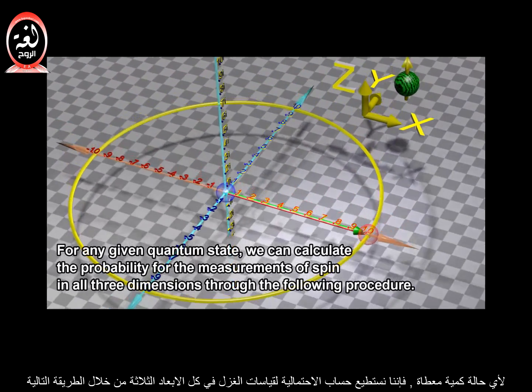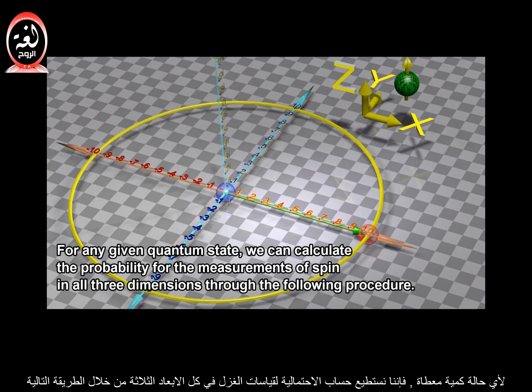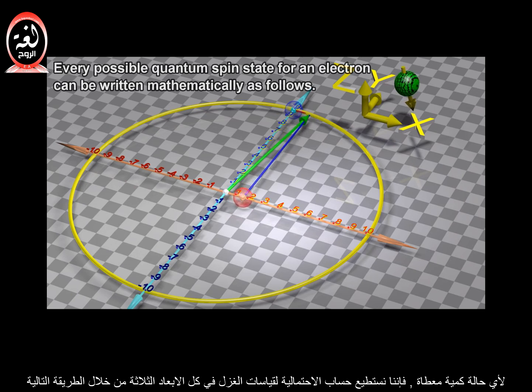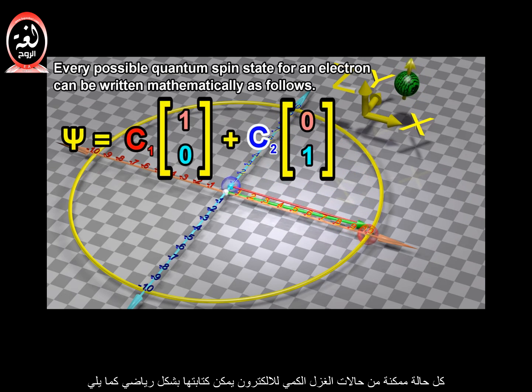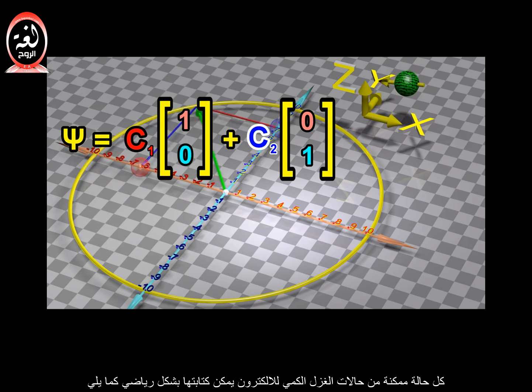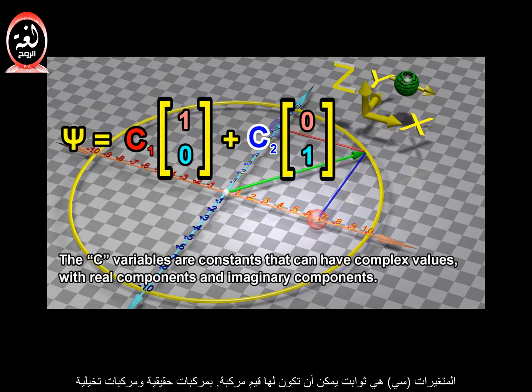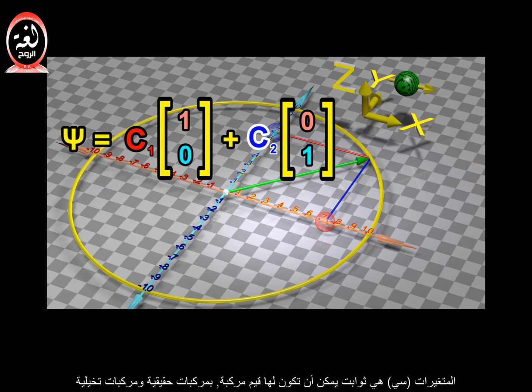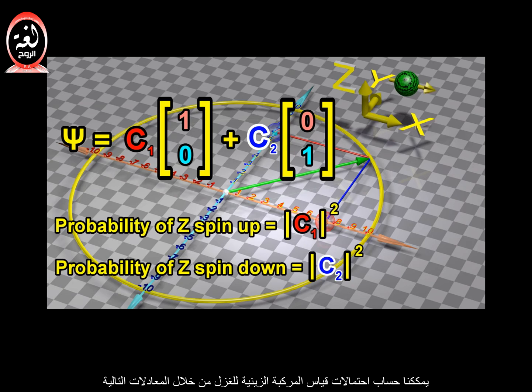For any given quantum state, we can calculate the probability for the measurements of spin in all 3 dimensions through the following procedure. Every possible quantum spin state for an electron can be written mathematically as follows. The c variables are constants that can have complex values, with real components and imaginary components. We can calculate the probabilities of measuring the z component of spin through the following equations.